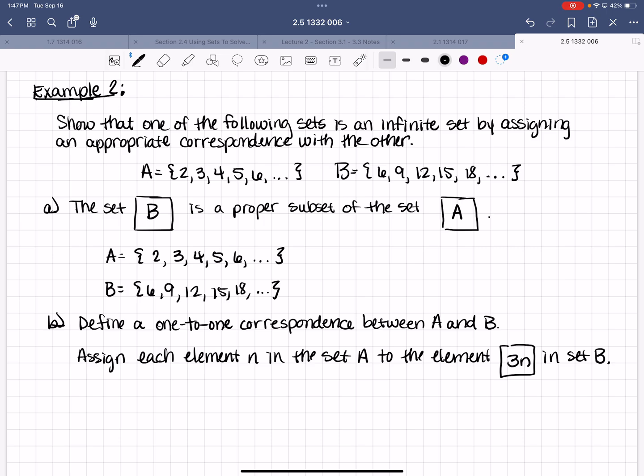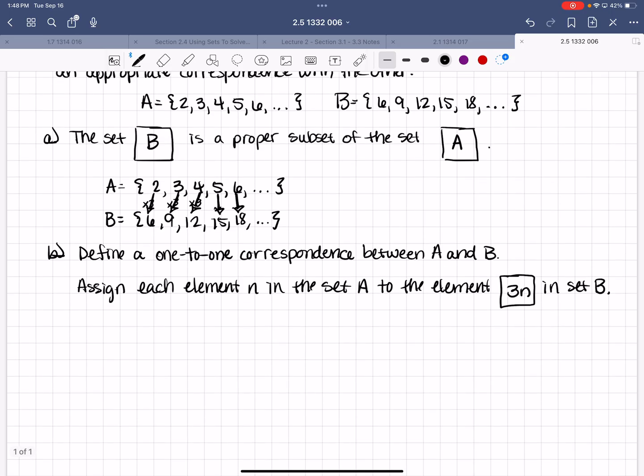So they're going, how are we getting from 2 to 6? How are we getting from 3 to 9, 4 to 12, 5 to 15, 6 to 18? And you're right, we're multiplying times 3. Times 3, times 3, times 3, right? And that pairs 2 to 6, 3 to 9, 4 to 12, 5 to 15, 6 to 18, okay? And you write that rule as 3n.